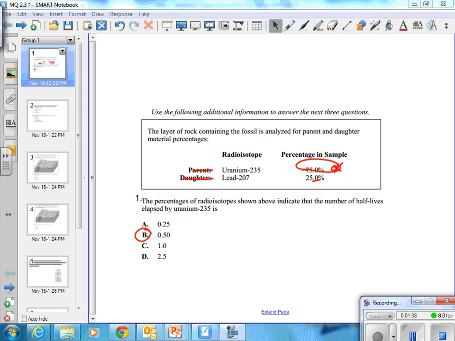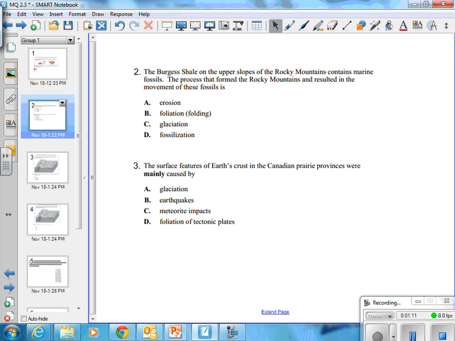Question 2 says the Burgess Shale on the upper slopes of the Rocky Mountains contains marine fossils. The process that formed the Rocky Mountains. So we're not talking about the process that formed the Burgess Shale. We're asked about the process that formed the Rocky Mountains. Okay, this is a result of plate tectonics, which can cause folding. Okay, this is where large masses of land are colliding with each other.